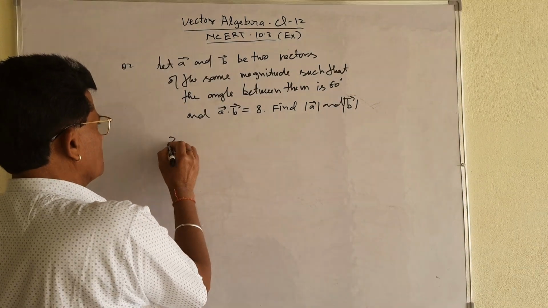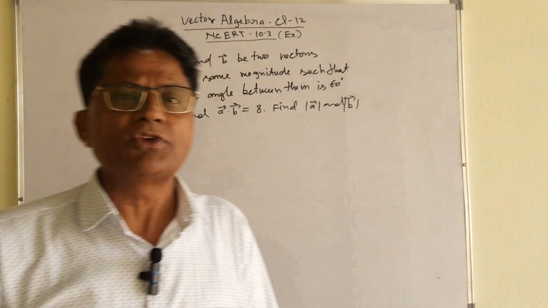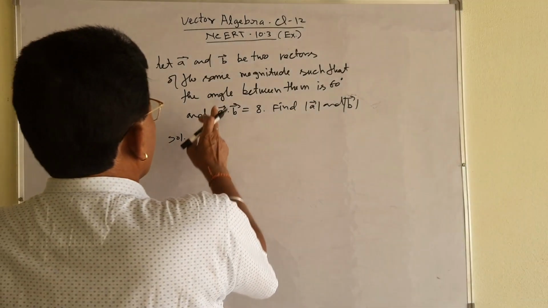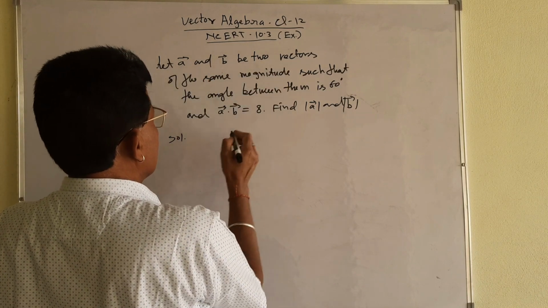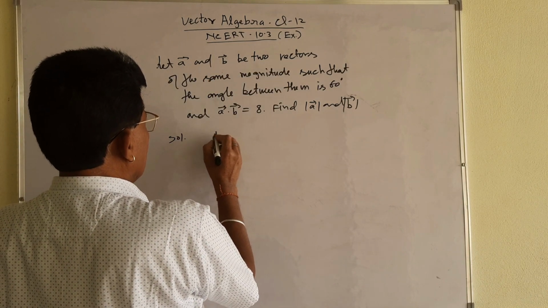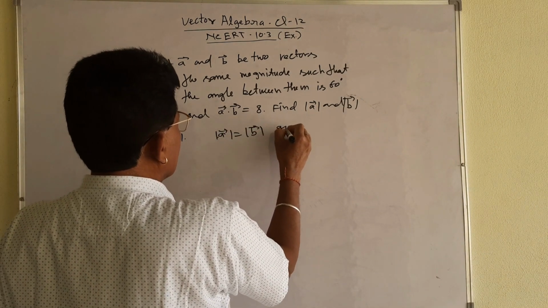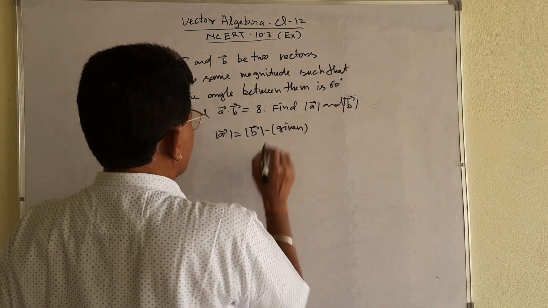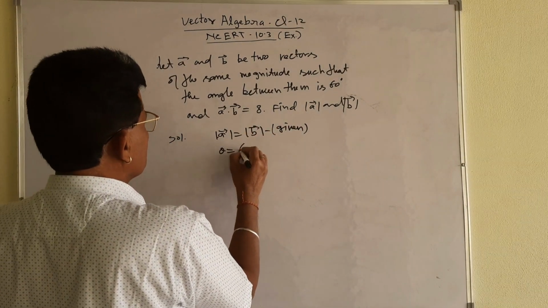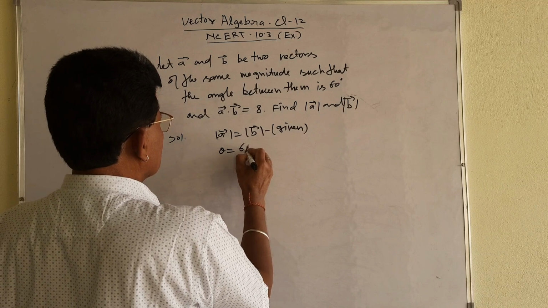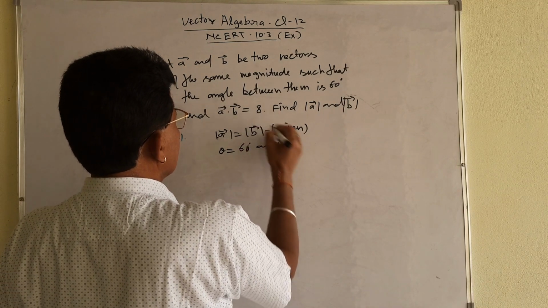Let me see the solution of this question. Okay, my dear student, you see here clearly. Here it is given that A and B are two vectors having the same magnitude. My dear student, magnitude of A will be equal to magnitude of B. That is the given thing. Angle theta is equal to 60 degree. Let me write the things which are given, 60 degree.